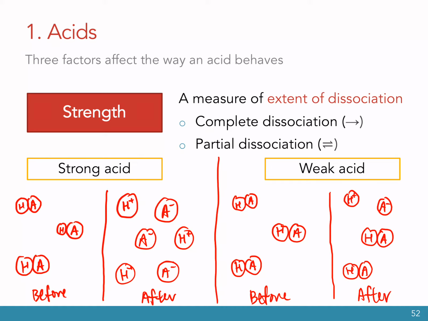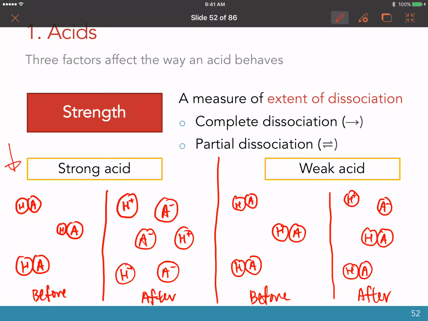Okay, so a strong acid and a weak acid, how do they differ in terms of the drawing? If we look at the left hand side over here, let me change the color. Let's say before I add it into water, I have 3 acid molecules. After I add it into water, note that all of them completely dissociated.